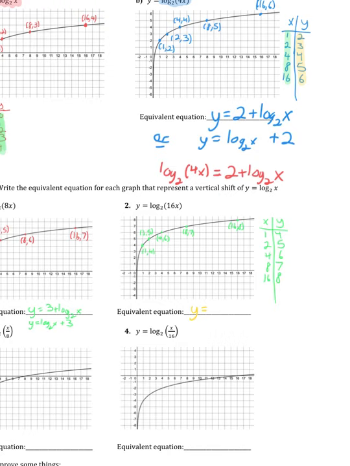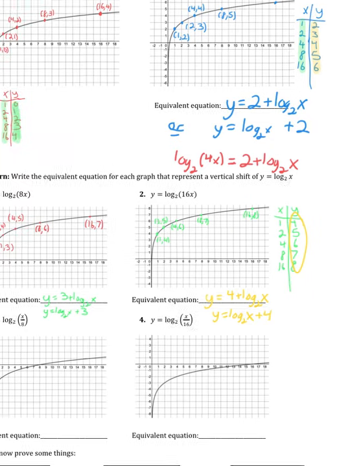Y equals 4 plus log base 2 of x. Exactly. So this one is going to be 4 plus log base 2 of x. All right, or you could say log base 2 of x plus 4. And again, the x values are the same, but the y values have increased. They've all added 4. So that's showing a vertical translation up 4 units.